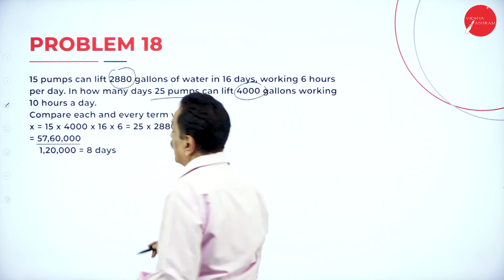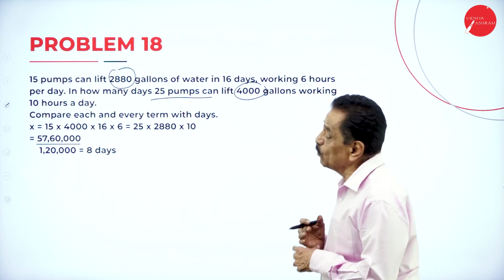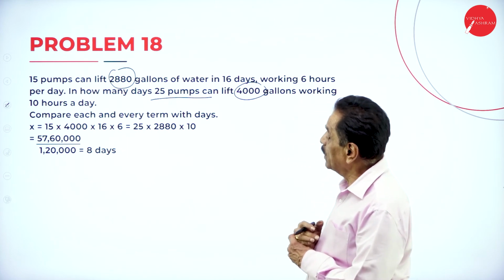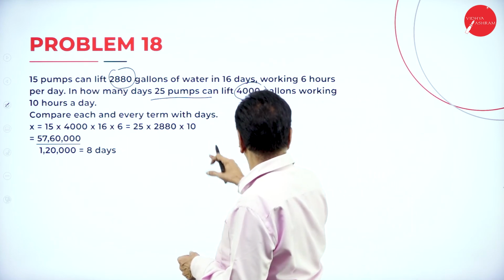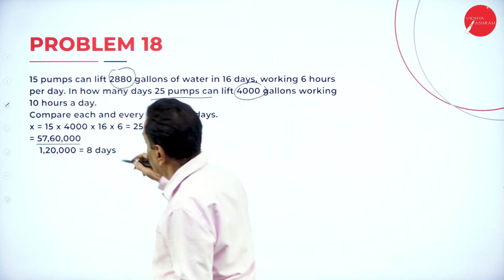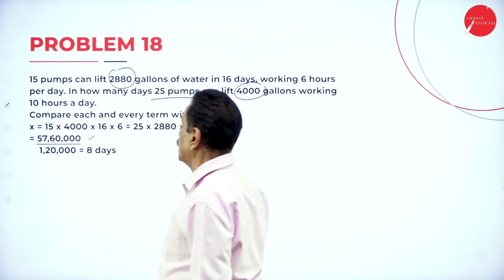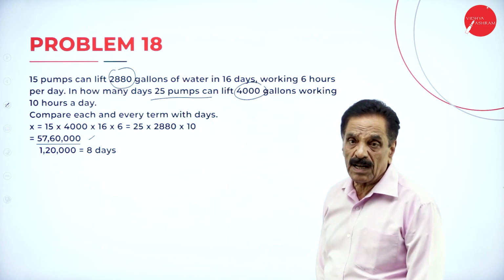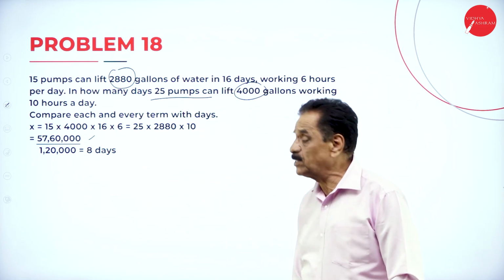Others are directly proportional. 15 is to 4,000, 16 into 6, 25 into 2,880 into 10. It will work out to 57,60,000 divided by 1,20,000. It works out to 8 days.